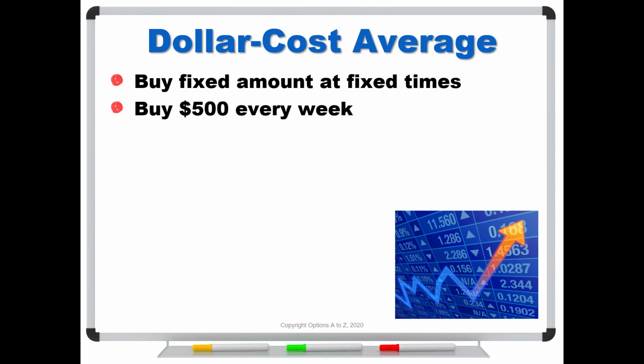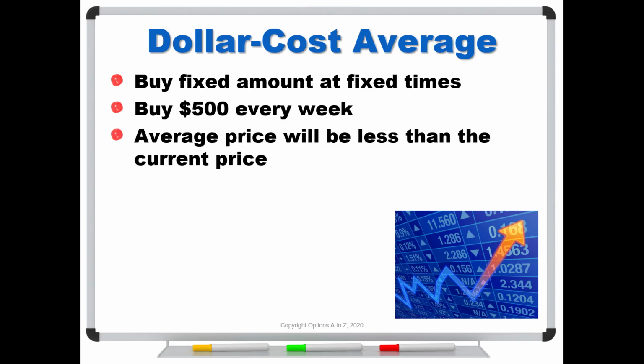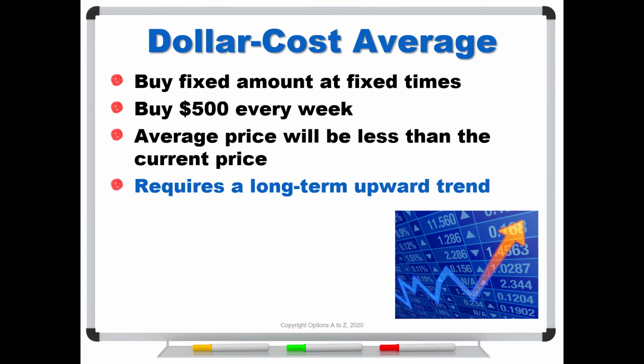And it can be a really good one if there is a long-term upward bias, which there is in the long run. And the advantage is that your average purchase price will be less than the current price. And that's just because you're picking some up high, some up low, but on average, in a rising market, your average price will be below the current market price. But again, this requires a long-term upward trend for this to work.